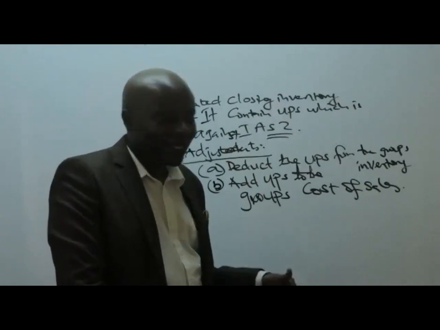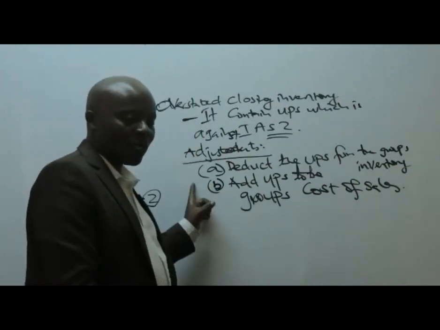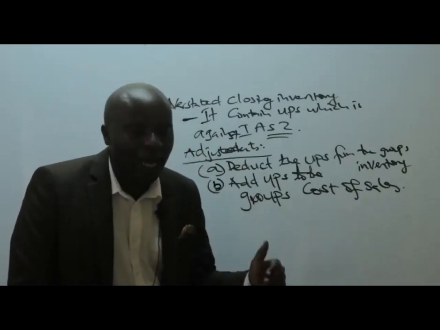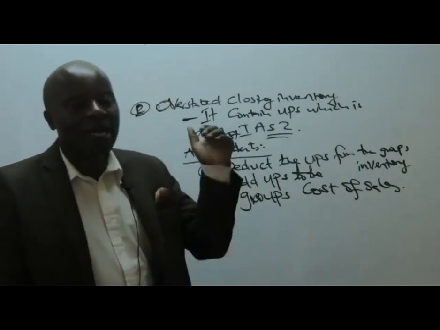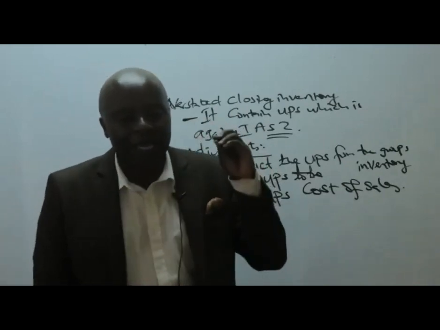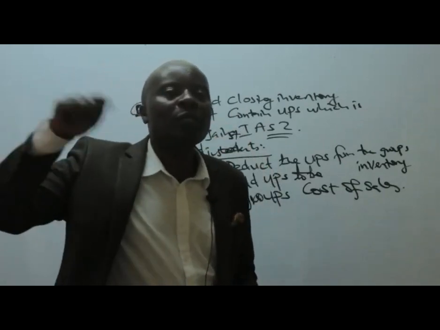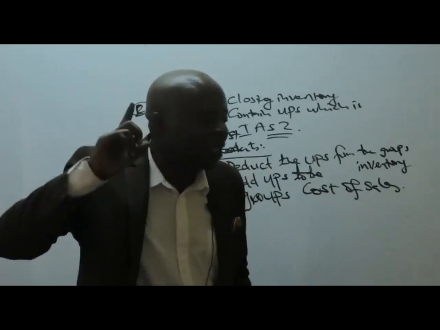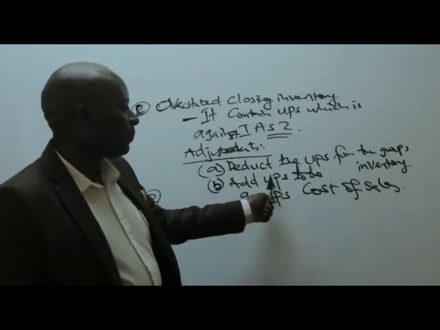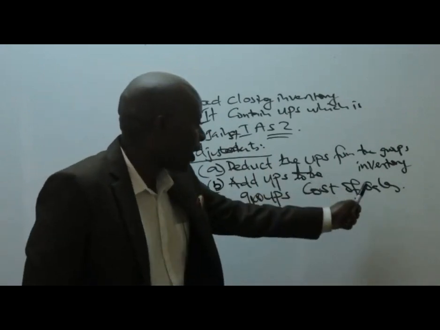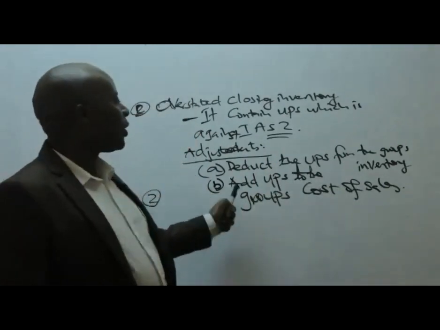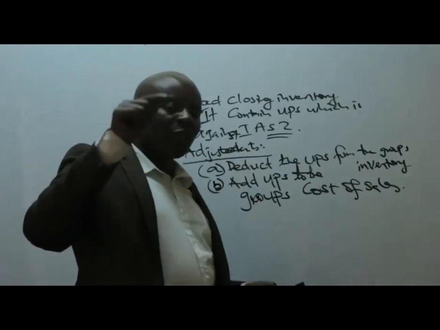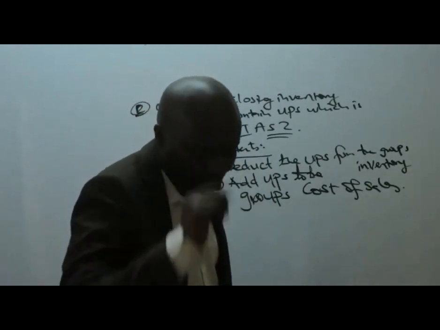The same case with this is our chorus. You may not understand so many things, but I'll always be remembering that whenever I get UPS, UPS will always be subtracted from the group's inventory. And then straight away, we shall always be adding UPS to the cost of sales of the group.